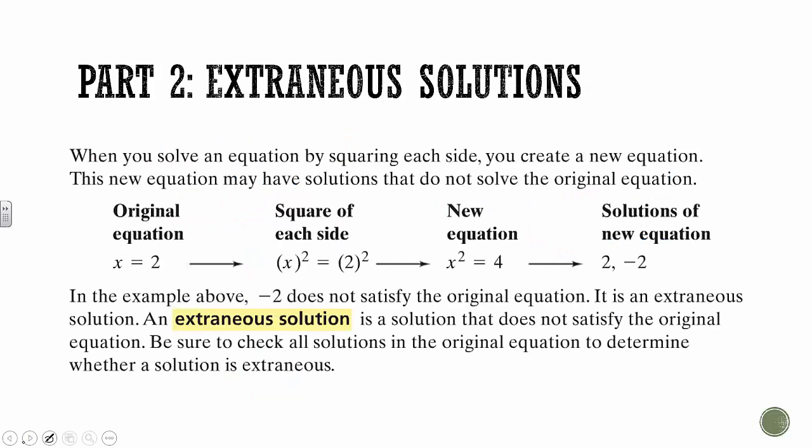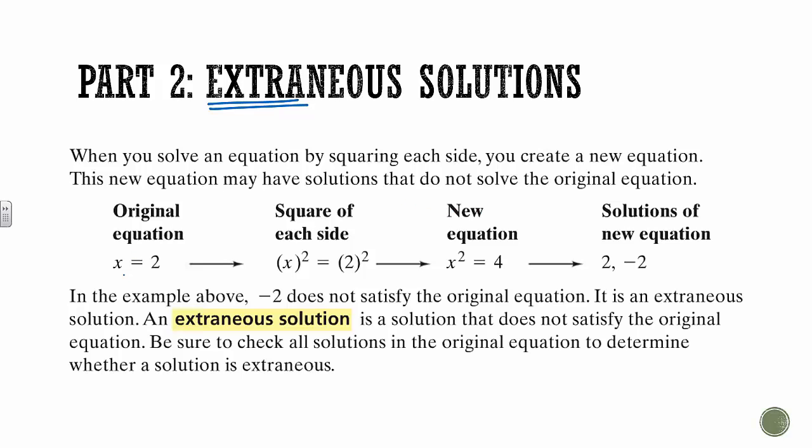So this is where those extraneous solutions come in. The word extra is literally hidden in extraneous, and that's what it means. It's a solution that we get when we solve, but that doesn't work in the original equation. When you solve an equation by squaring each side, you create a brand new equation. This new equation may have solutions that do not solve the original equation.